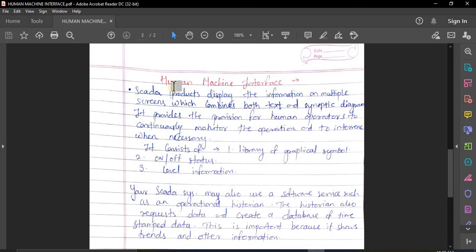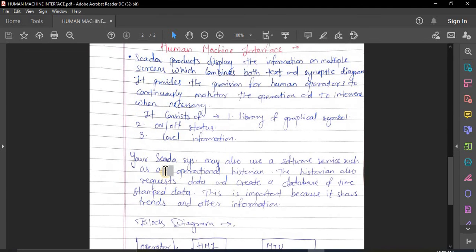First of all, the human machine interface consists of a library of graphical symbols. There are a lot of graphical symbols represented in order to change the quantities or to read the quantities. Then the on or off status of the machine. Then the level information. Level information means the measurement of different quantities.